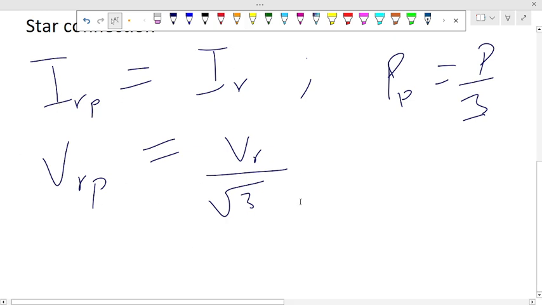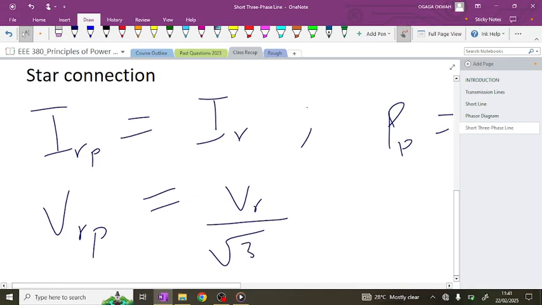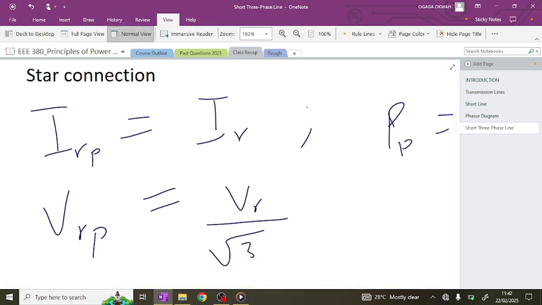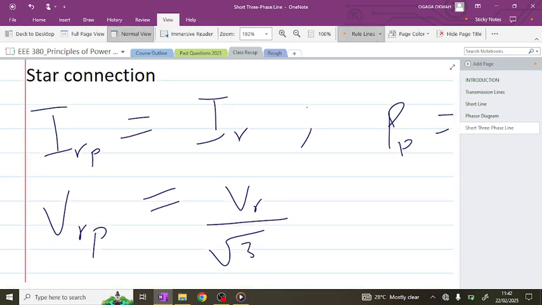All right, so this is just what you have to bear in mind in terms of the short three-phase line. We're going to make use of these formulas also later on. There will be plenty.